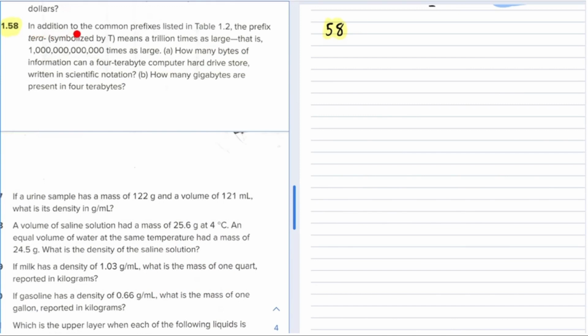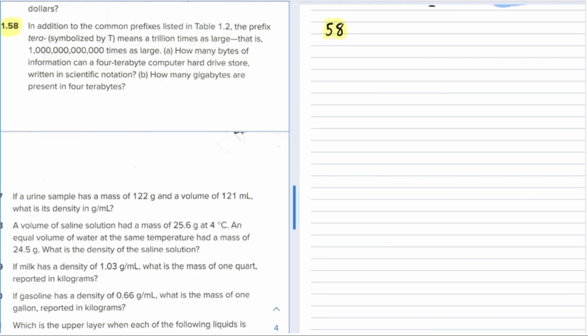In addition to the common prefixes listed in table 1.2, the prefix tera, symbolized by capital T, means a trillion times as large. That is 1 followed by 12 zeros times as large. How many bytes of information can a 4 terabyte computer hard drive store, written in scientific notation? And then how many gigabytes are present in 4 terabytes?